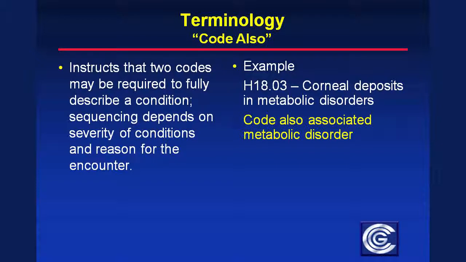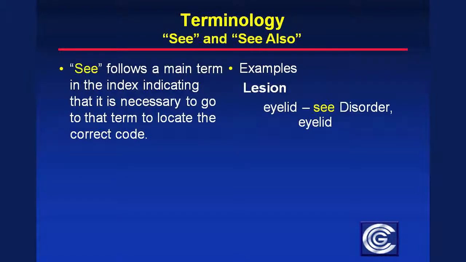Instructional notations exist in both the alphabetic index and the tabular list. Code also instructs that two codes may be required to fully describe a condition. Sequencing depends on the severity of conditions and reason for the encounter. The chart note will need both conditions to make coding possible. "See" and "see also" are two more terms that provide coding instructions.